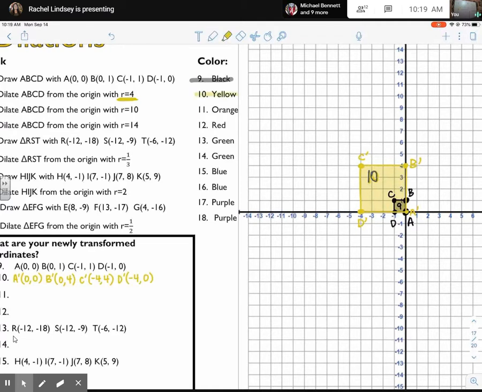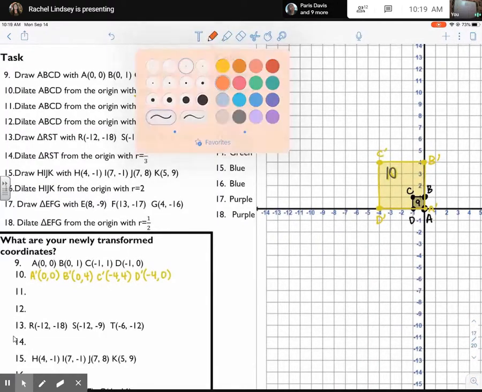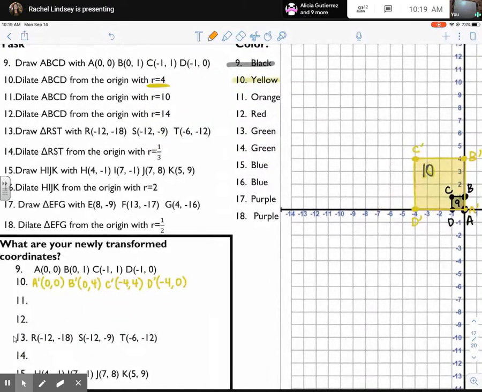Okay, so we did the yellow one, and now we are going to do the orange. Make sure you're following the directions that it's telling you to do. Number 11 says dilate A, B, C, D from the origin with R equals 10. So my scale factor is 10, but I'm going back to my original. I'm not going off the yellow, I'm going off of the original. If you did the yellow, you'd get 40s, and there's no 40 on there, so you couldn't graph it. So go back to the original one.